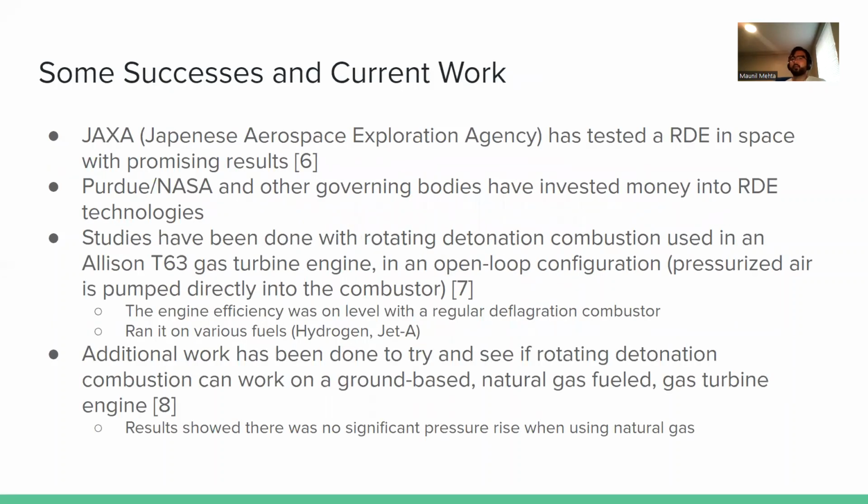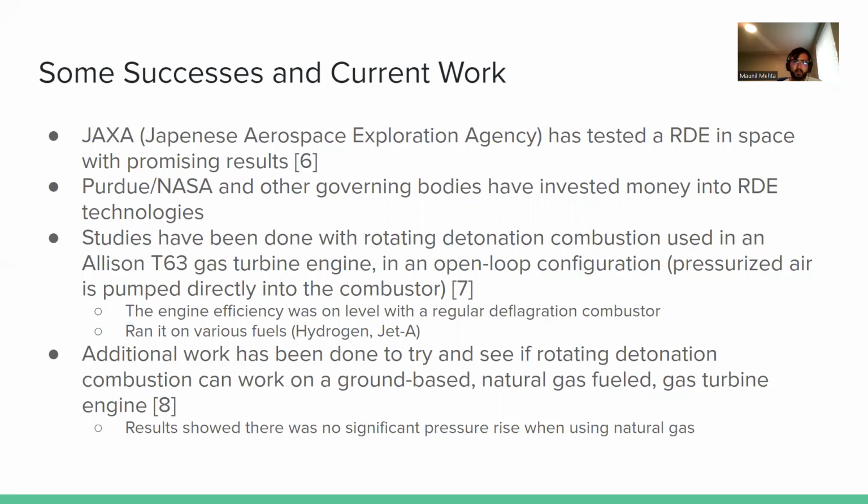Some successes in current work include JAXA, which is the Japanese Aerospace Exploration Agency. They recently conducted a test of an RDE in space to see if it was more efficient for interplanetary missions. It was a smaller scale engine, but it showed promising results. Purdue, NASA, and other government agencies have also invested a lot of money into rotating detonation engine technology research. We'll see a demonstration of that later.